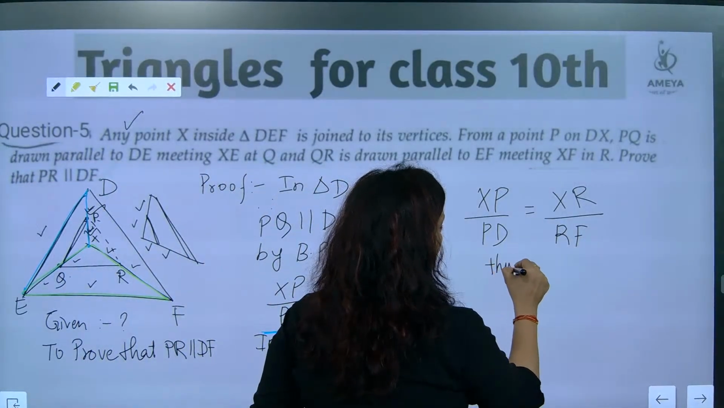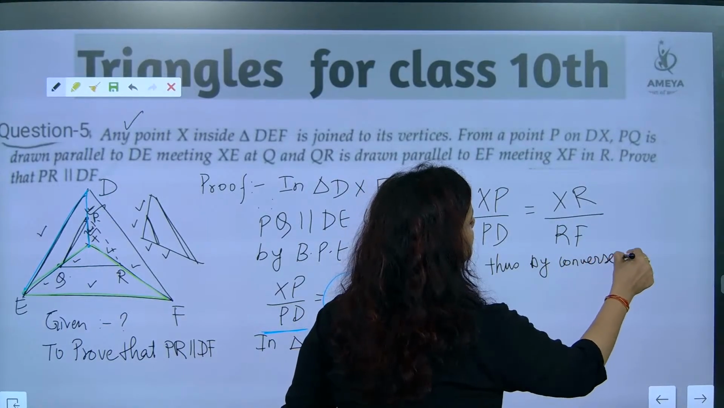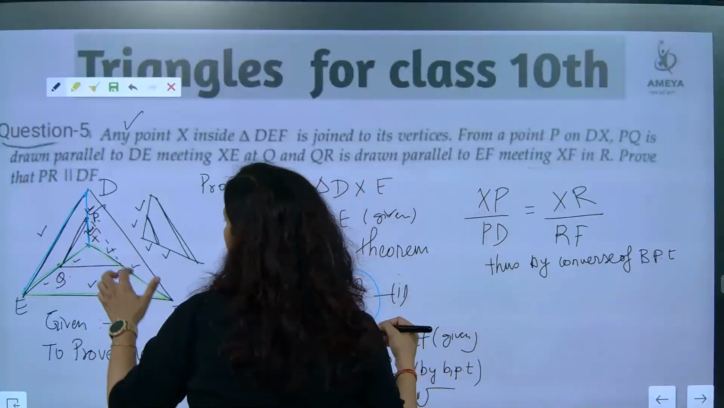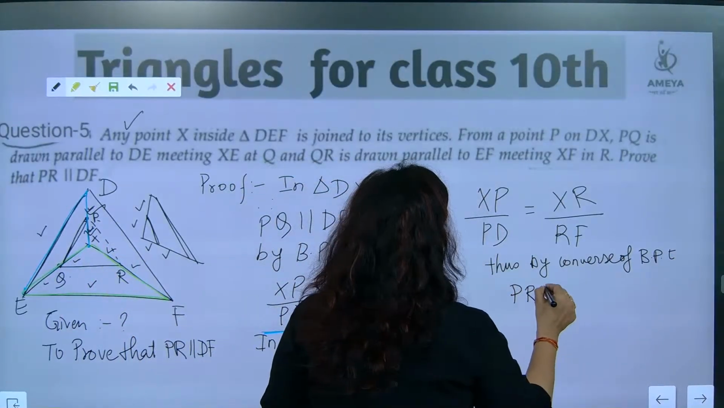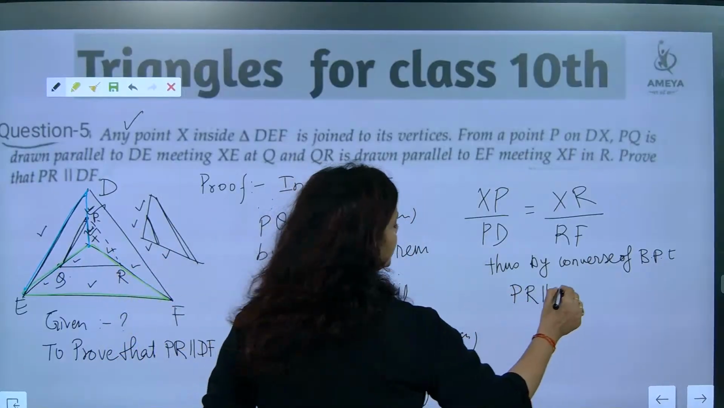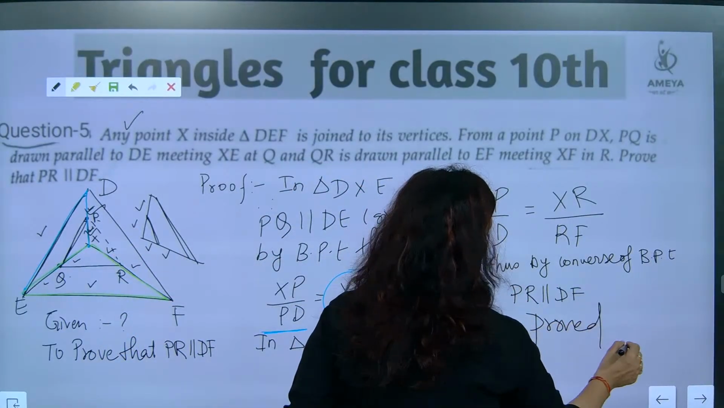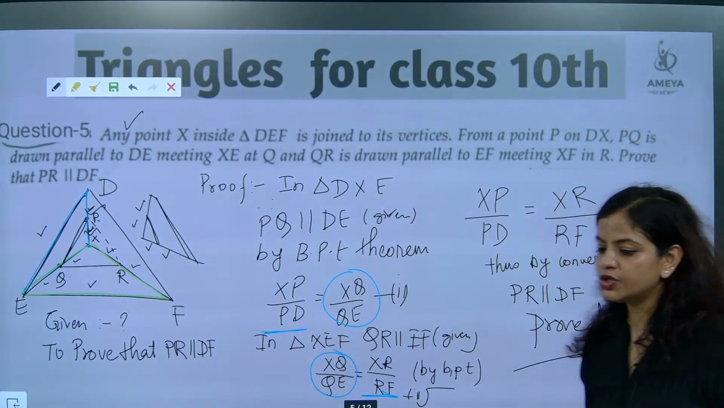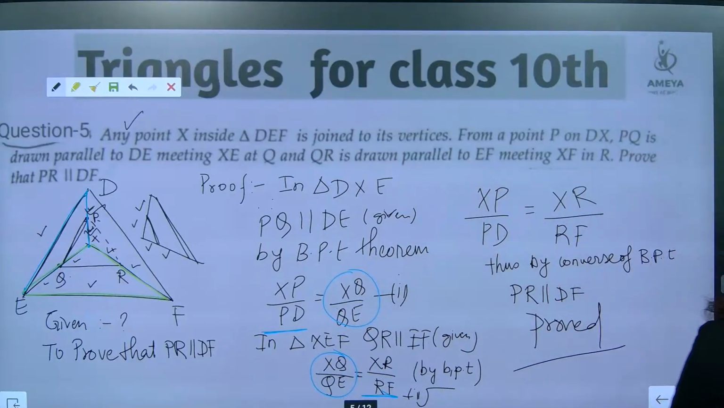Thus by converse of BPT, PR is parallel to DF. Proved. Did you got it, beta? PR is parallel to DF. Understood? Very good.